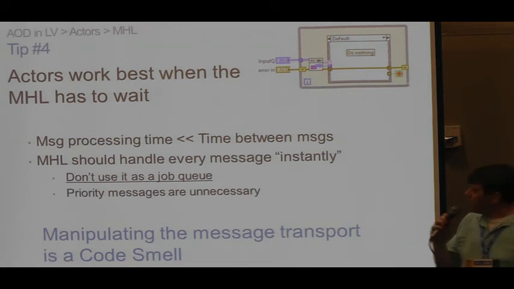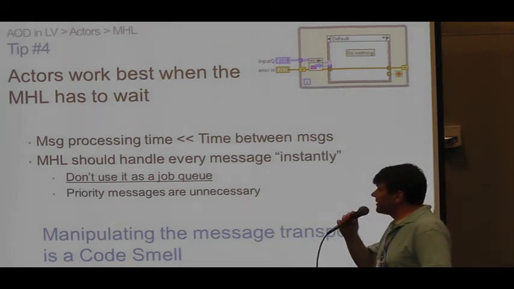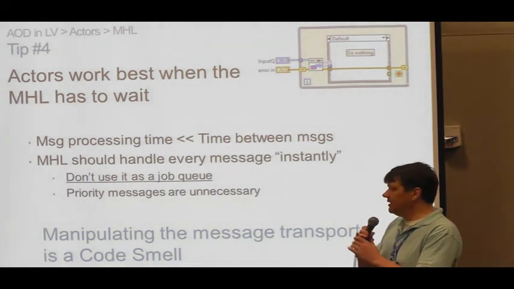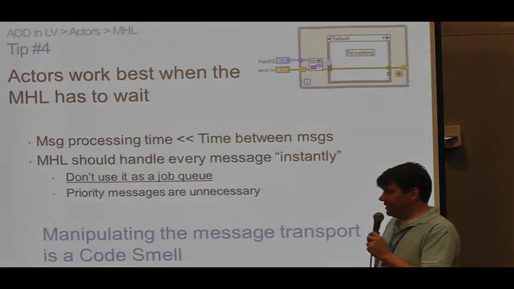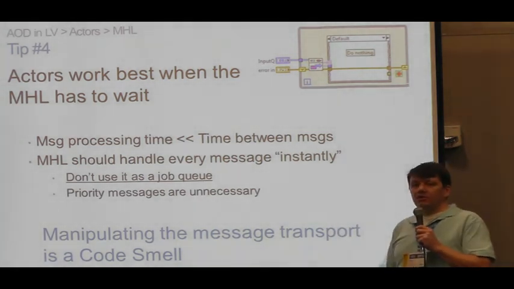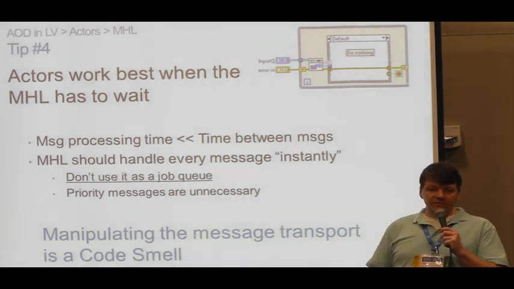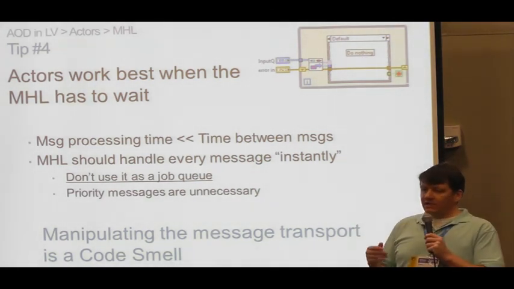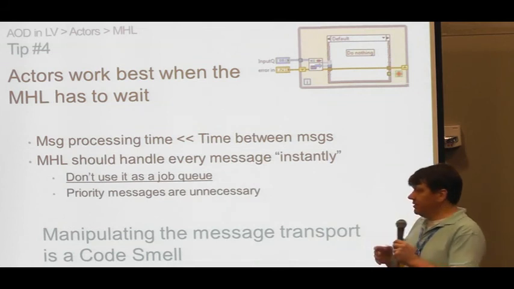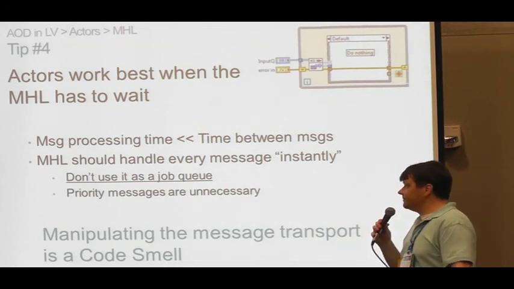And tip number 4, actors work best when the message handling loop has to wait. In general, you want your message processing time to be much, much less than the time between messages. You want your message handling loop to wait. If your message handling loop is doing a lot of processing and messages are getting backed up on your queue, that's generally a bad sign.